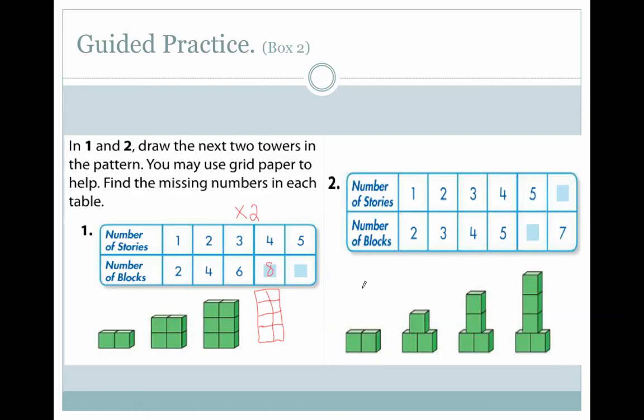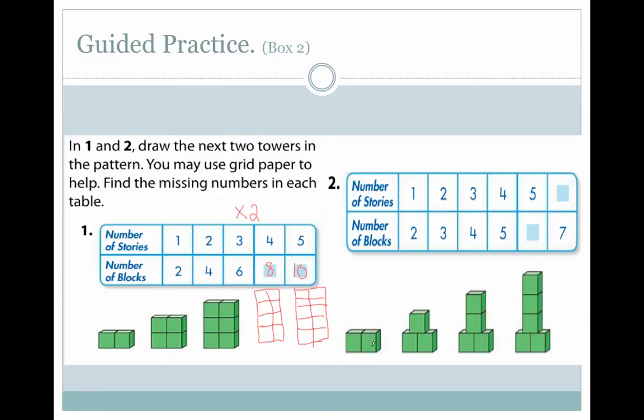Okay, now I'm going to do the same thing for 5 levels. 1, 2, 3, 4, 5, and then that would give me 10. So that's how you would use a table and drawing it out to show the next 2 towers in the pattern. Okay, let's look at the next one.